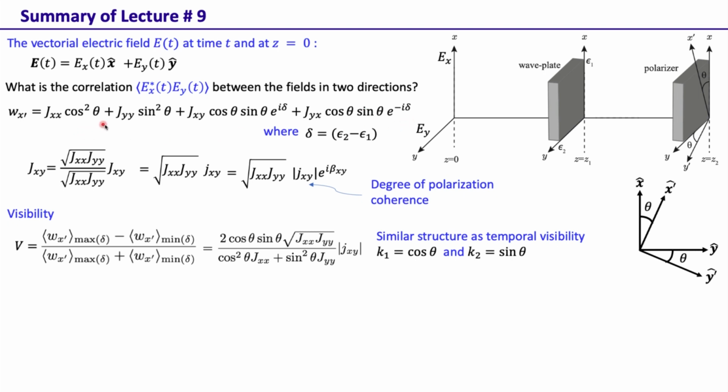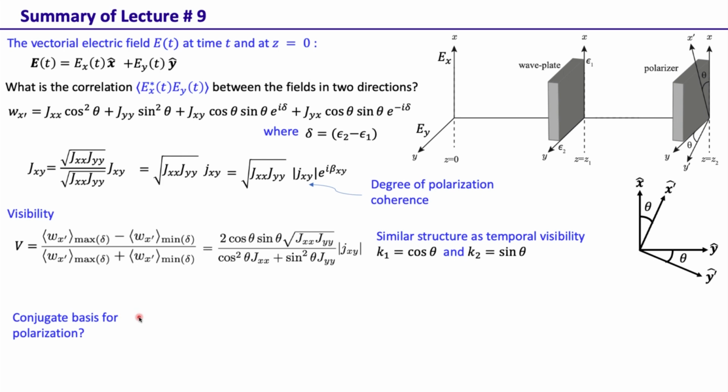There, we didn't have cosine square theta or sine square theta; there we had k1 square, something that was fixed. So this visibility, if we maximize or minimize the intensity over delta, gives this expression for intensity. These concepts in polarization are pretty much analogous to what we have in the case of time, space and angle.